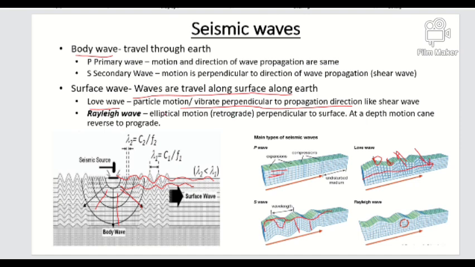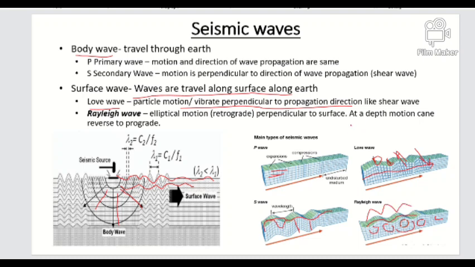The Rayleigh wave is named after a researcher. In this wave, the elliptical motion of the particle is perpendicular to the surface, like that. So this is the motion of the particle, and the wave direction is also perpendicular to the surface.